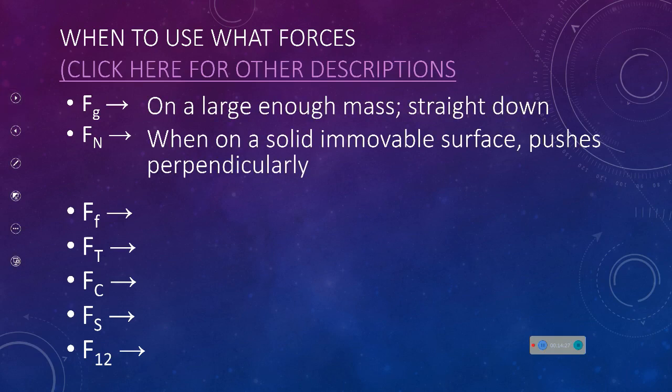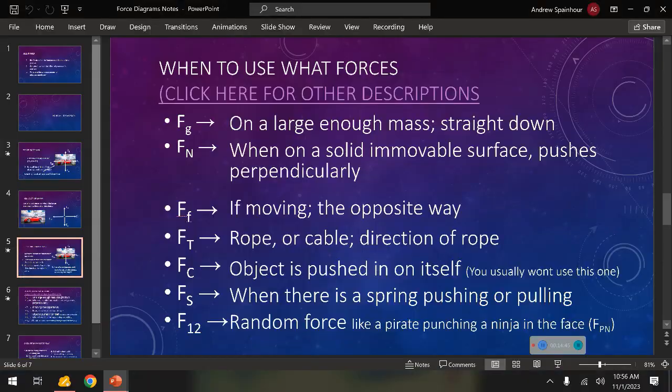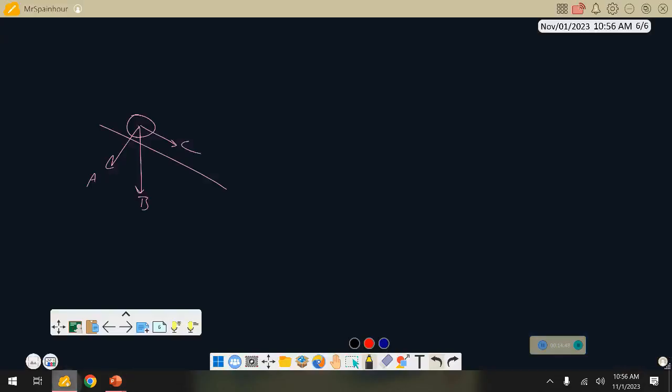Force normal. Again, we said this earlier, we're going to use force normal when it's on a solid immovable object, and it goes perpendicular to that object. We've already discussed this. The ground would push up, the wall would push back, the ceiling would push down. But let's go back to that hill example real quick. Do it again from the perspective of force normal. So here's the ball again, and I'm going to give you 4 options this time.